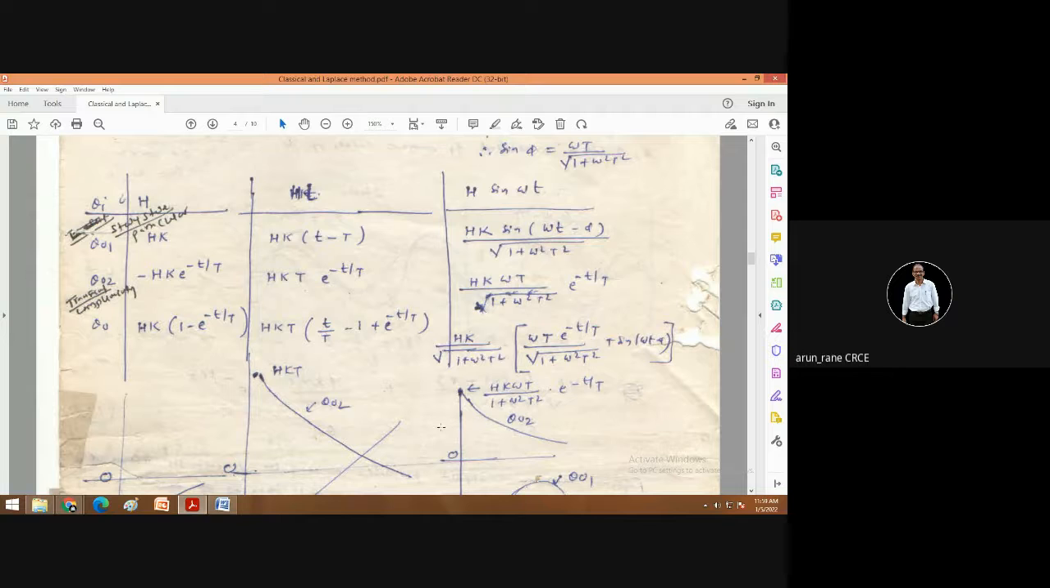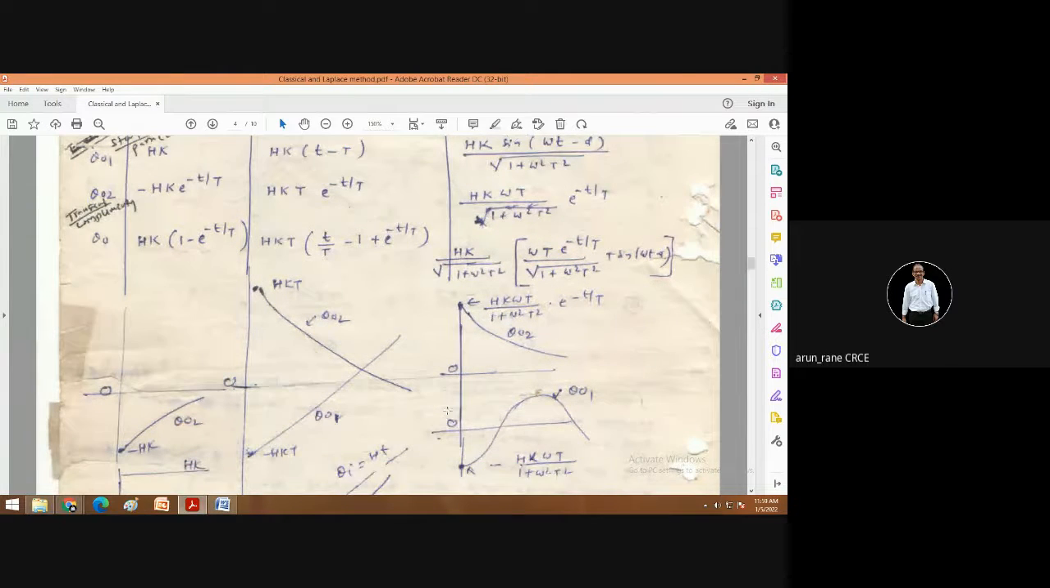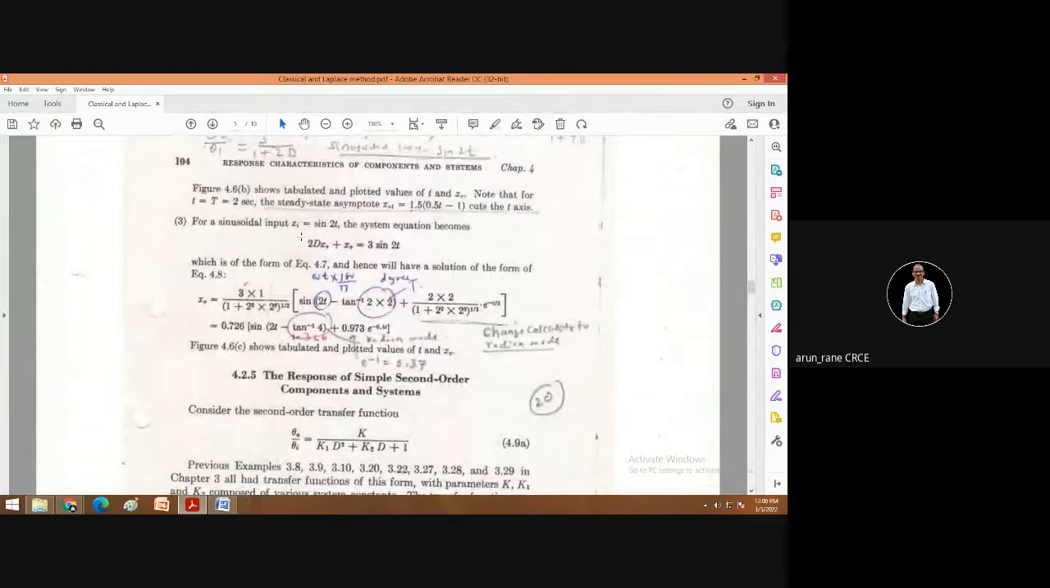Now when the input disturbance is given as h equal to sine of 2t, what is the value of capital T? Anyone? What is the value of capital T?